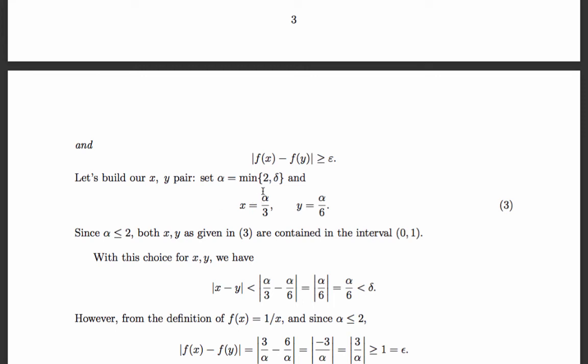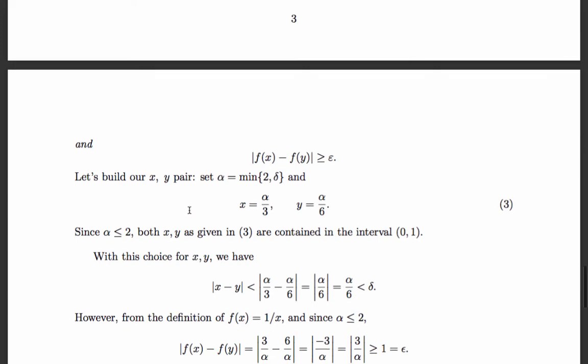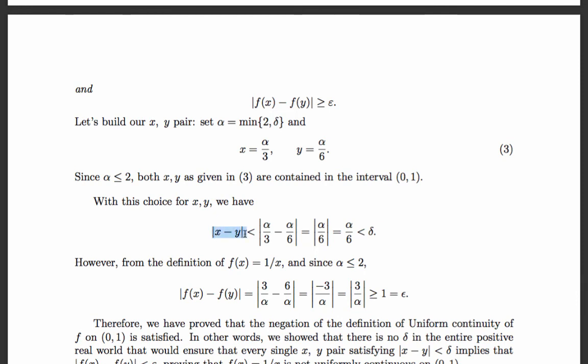Now, notice that whatever alpha is, x and y are between 0 and 1. So, |x minus y| is alpha over 3 minus alpha over 6, which is a sixth of alpha, which is necessarily less than delta. All right, because alpha is less than or equal to delta, and if we divide a positive number by 6, well, we get something smaller. In fact, we get a sixth of it.